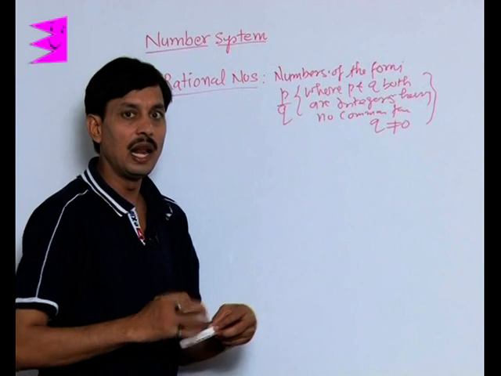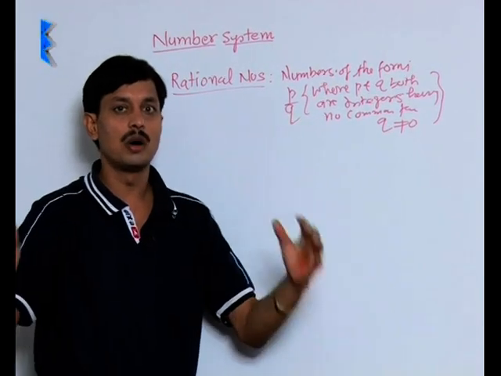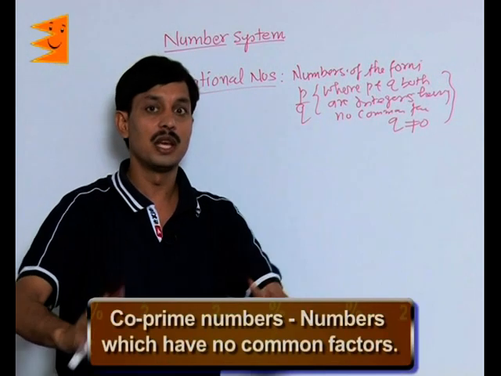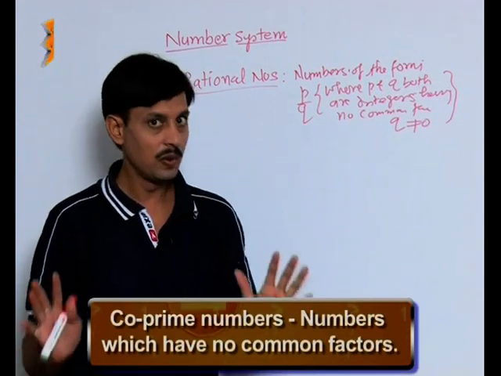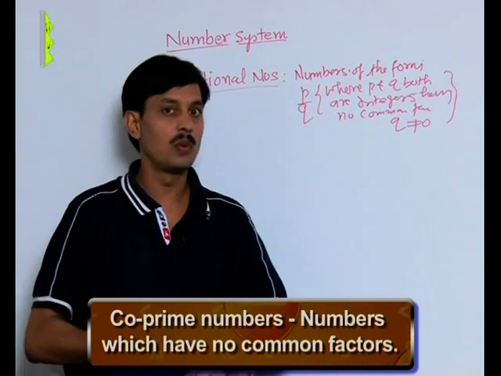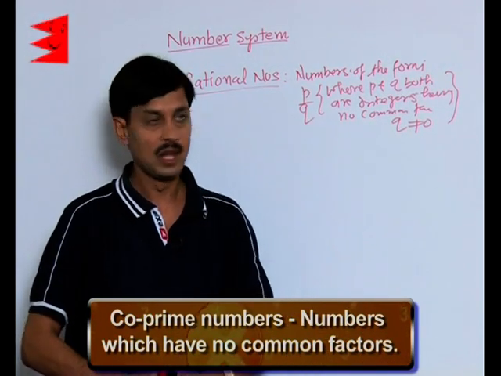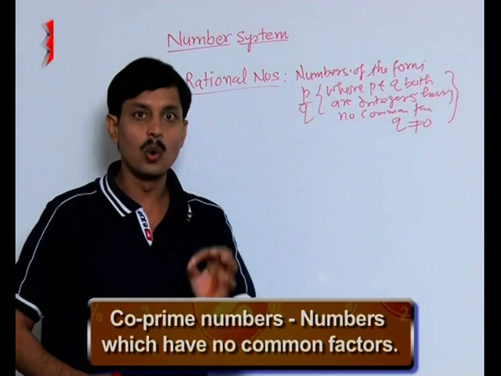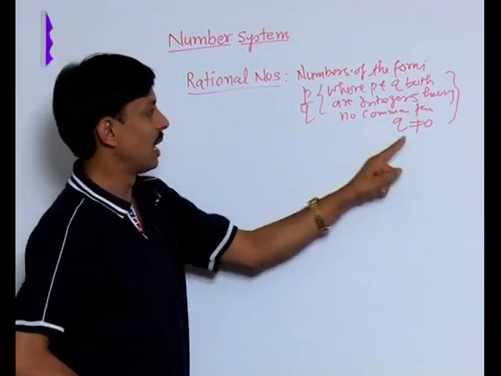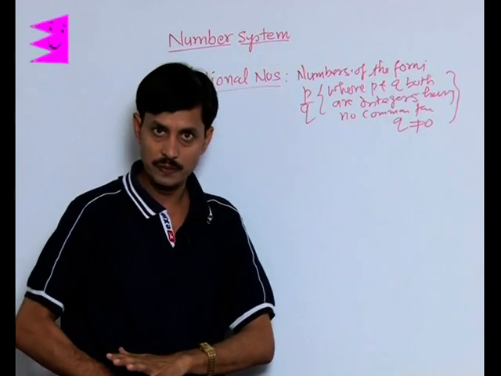You know well, if two numbers do not have any common factor, that is, if their HCF is 1, if no number is common, meaning only 1 is common between them, such numbers are known as co-prime numbers. So P and Q are co-prime with Q not equal to 0.